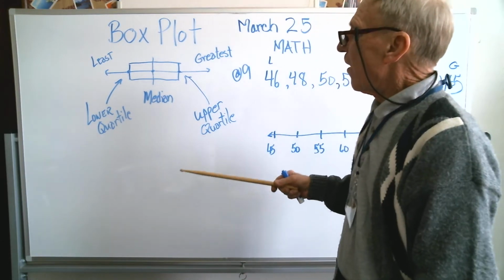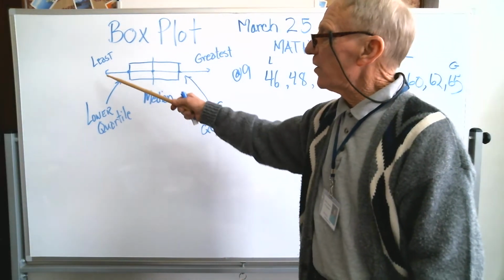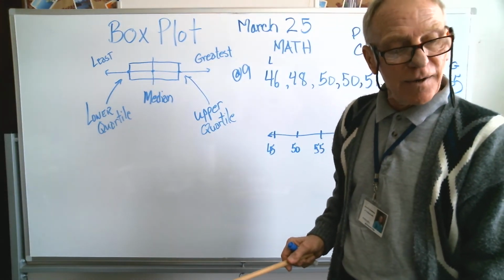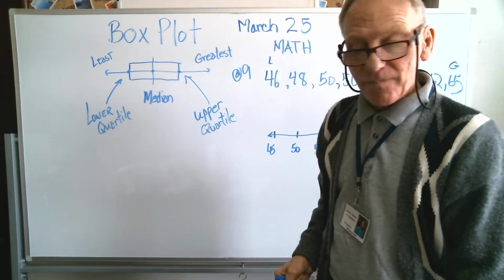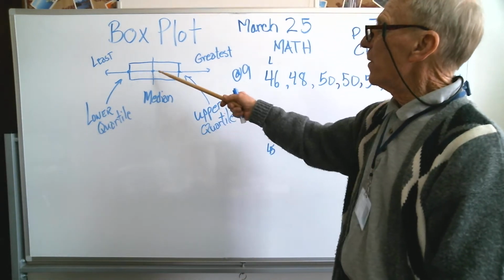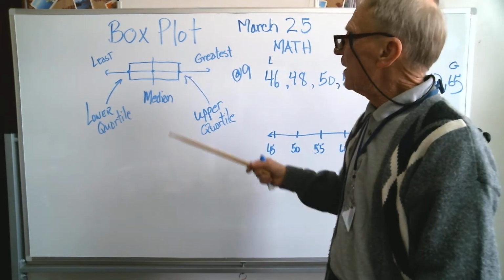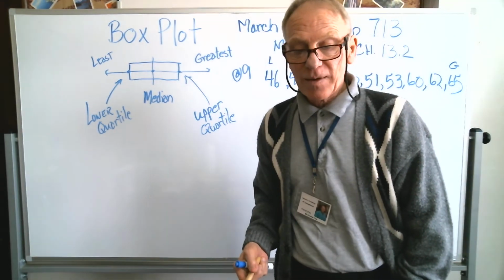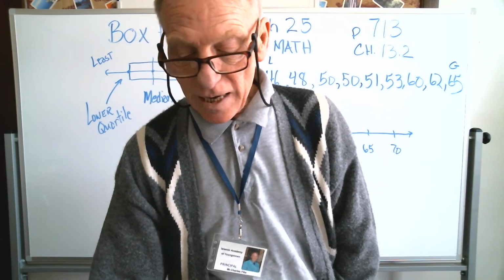And all the lower and upper quartiles is if you go from the median to the least, and you find the median of that set of numbers or data, that's your lower quartile. Same thing with the upper. You go from the median to the greatest value, you find the median of that set, and you have your upper quartile. Not rocket science. You guys can do this.